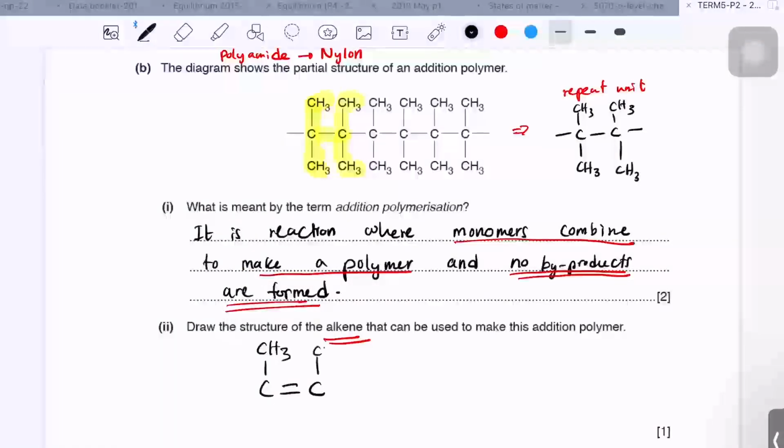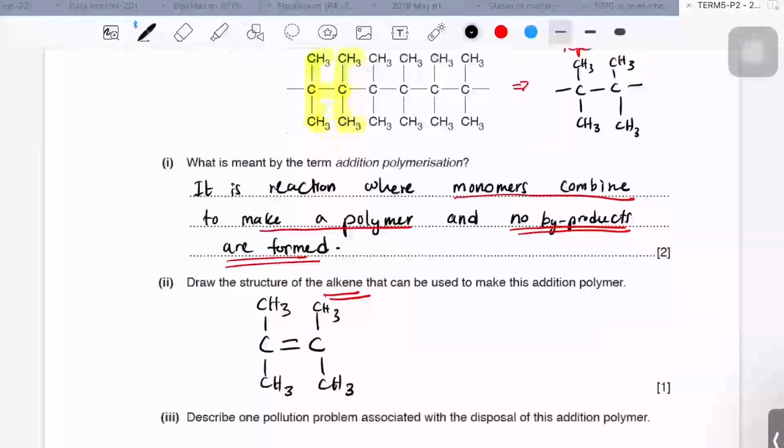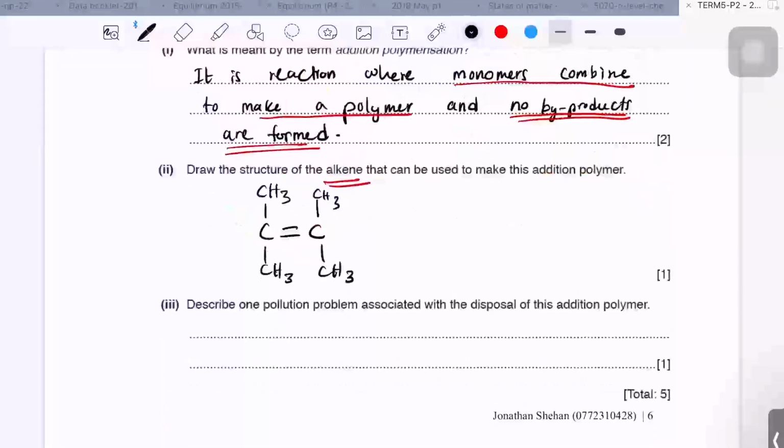So the difference between the repeat unit and the alkene is basically the double bond in the middle and the two bonds on the sides. Right? Did you get this one? Right. Roman number 3.